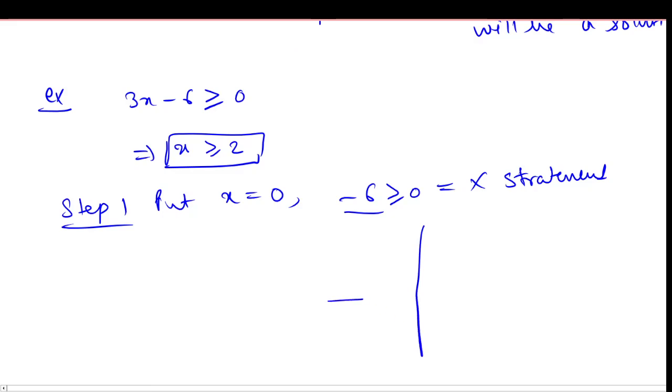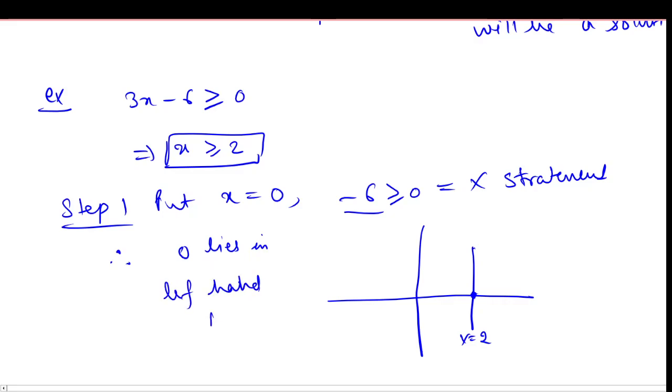So this is how the graph will look like. This is x equal to 2. And therefore 0 lies in the left hand plane. And this region is the right hand plane.